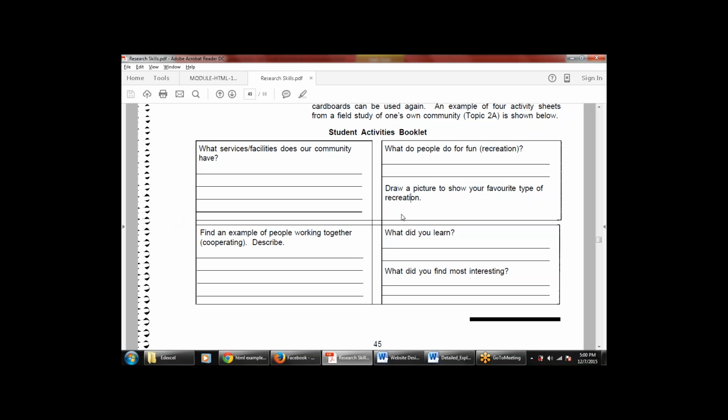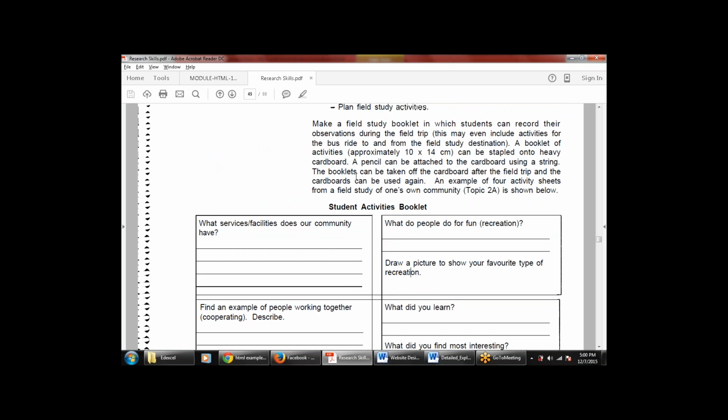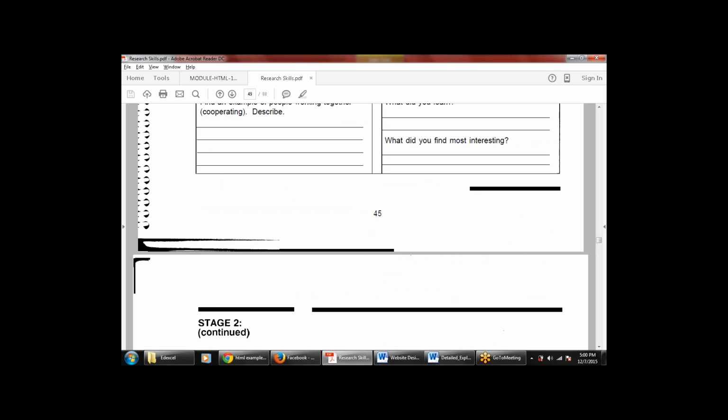Then what did you learn? That is, what did you learn about this topic? Then what do you find most interesting? That is, what is the main interesting part, or what do you take interest in? That is a student activity booklet. So these are the 4 or 5 questions available in this one. This is one of the examples given for preparing the field study booklet.